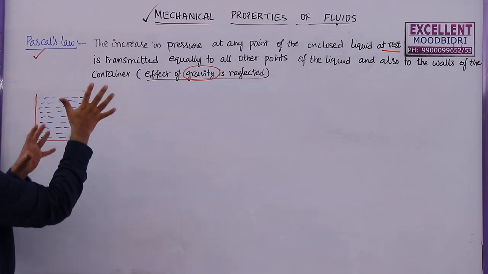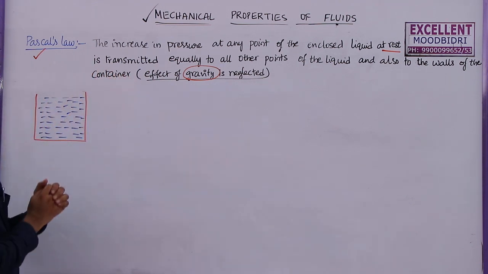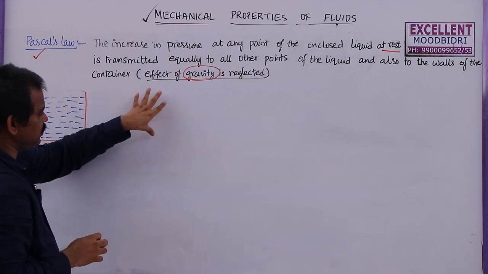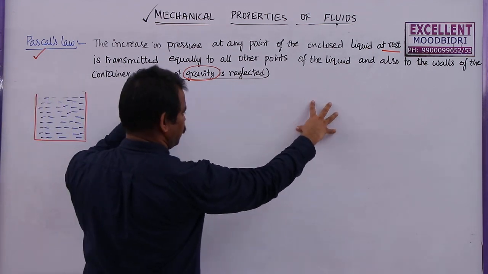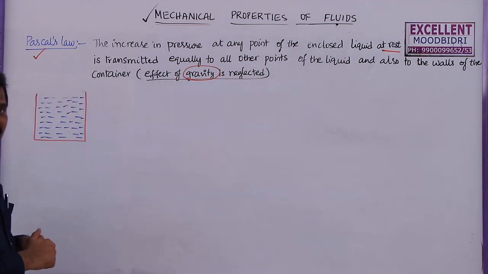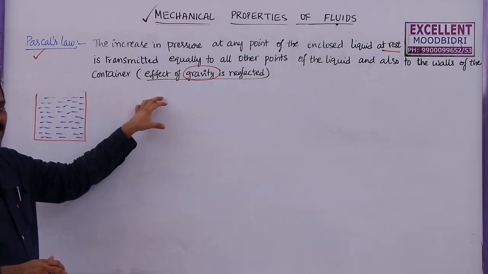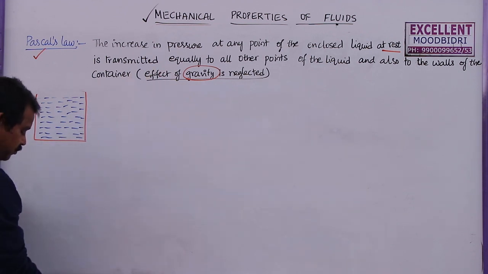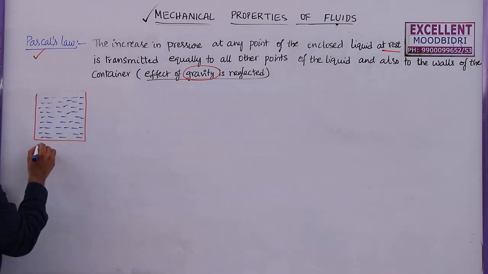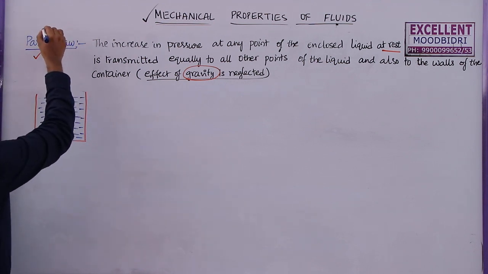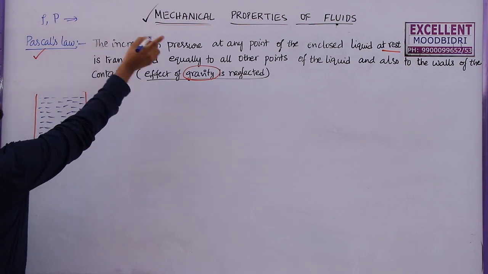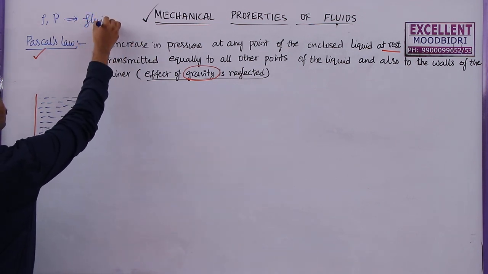So here the mechanical properties of fluids can be divided into two parts. One is a study of fluids at rest, the other one is a study of fluids in motion. Just like a study of bodies at rest is called statics, the study of bodies in motion is called kinetics or kinematics. Here we are going to study the density as well as pressure only if the fluid is at rest.